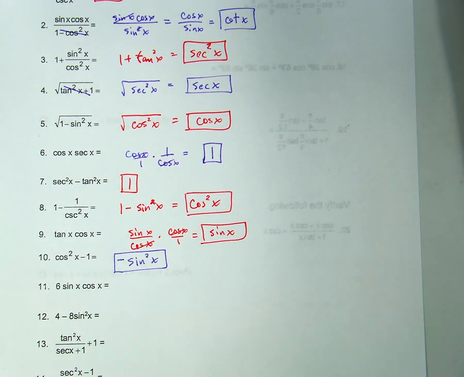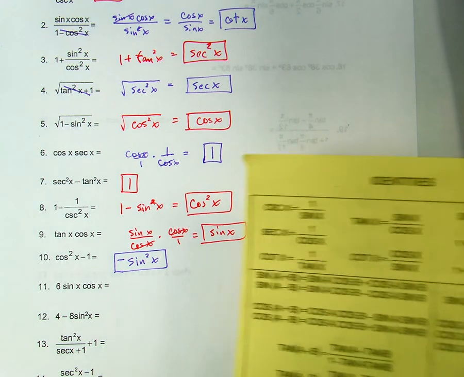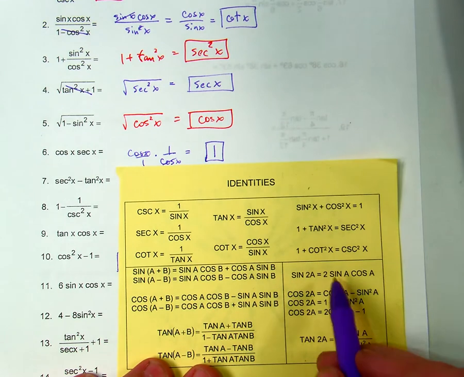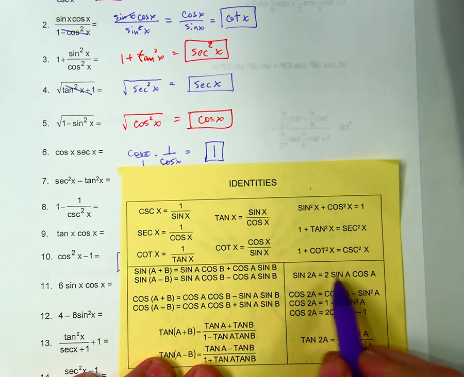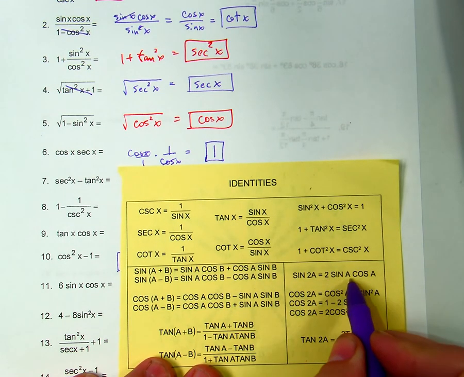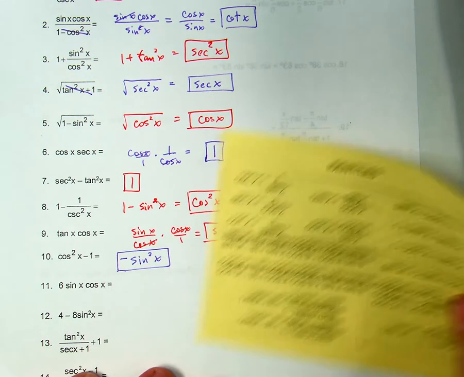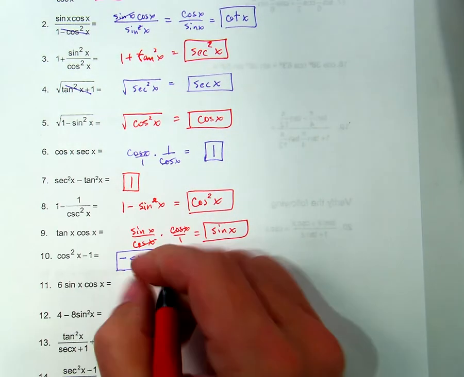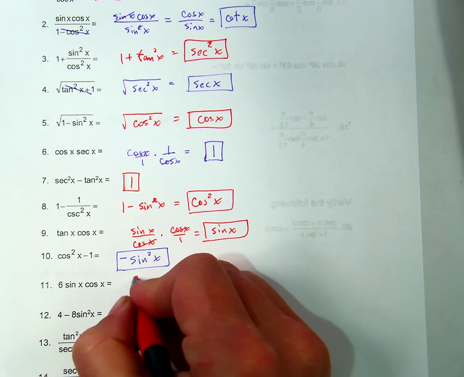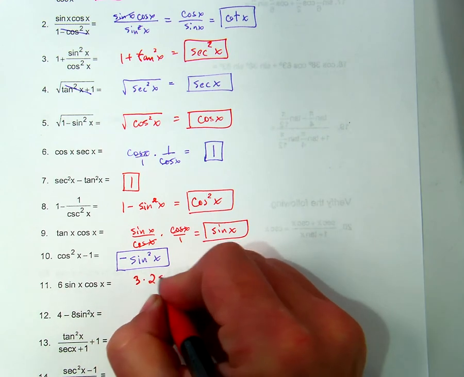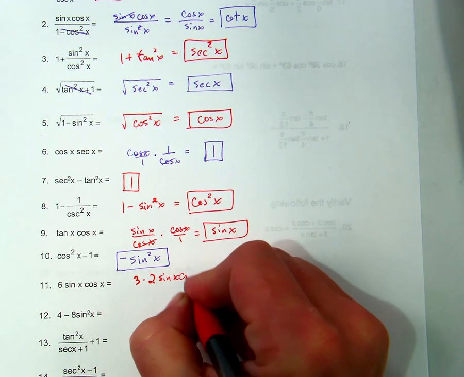6 sine x cosine x. This looks familiar. It looks like one of our versions of the double angle formulas right here, or identities. So we have 2 sine A cosine A. We don't have a 2, we have a 6, but we can get a 2 there by factoring out a 3. So I'm going to take and factor a 3 out. We end up with 3 times 2 sine x cosine x.